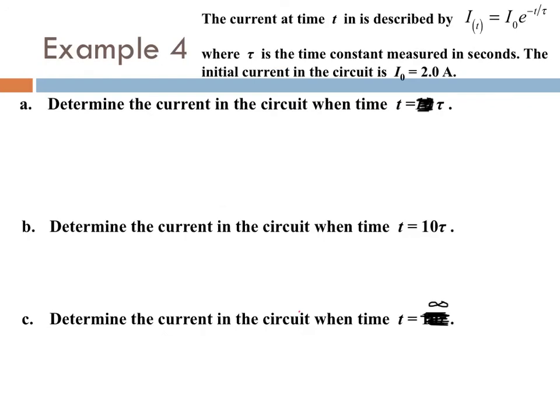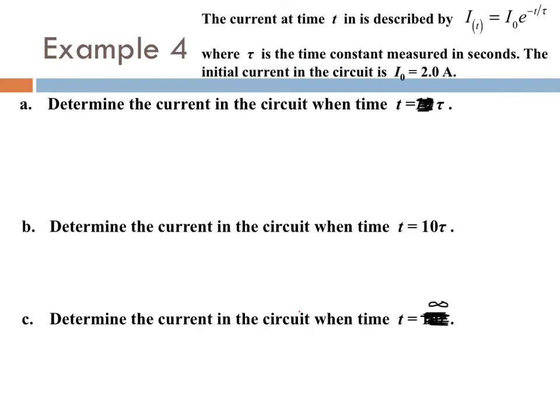In this example, we have a current at time t that's described by this function: I equals I naught e to the negative t over tau, where tau is a time constant measured in seconds. The initial current in the circuit is I naught equal to 2 amps, and we're asked to determine the current in the circuit when time t is equal to tau.